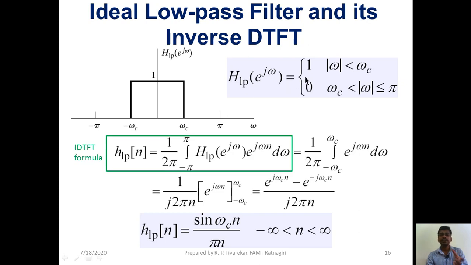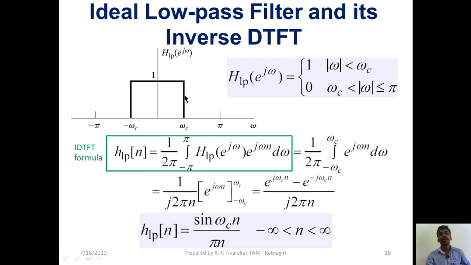Okay, and you can see the analytical equation also. H low pass of e raised to j omega, this is just an abbreviation used for understanding, is 1 for frequency less than omega c, and the response is 0 for frequency above omega c up to pi.